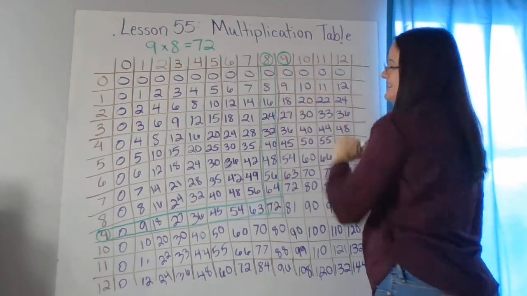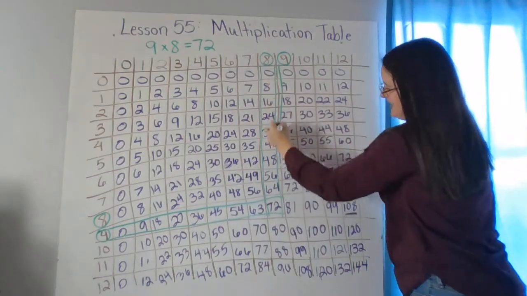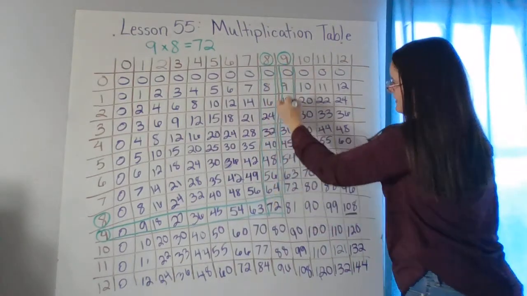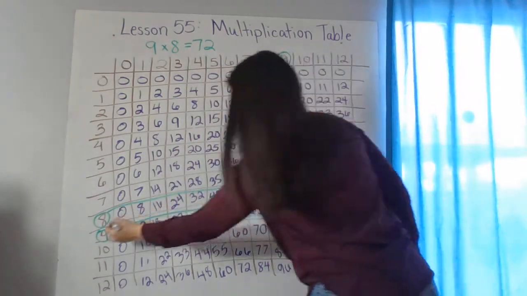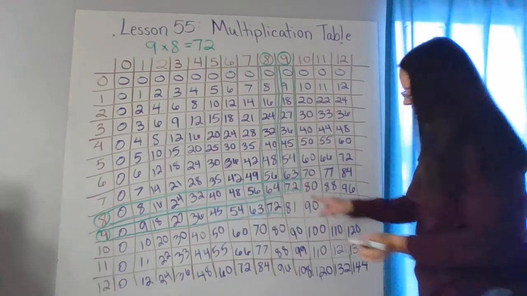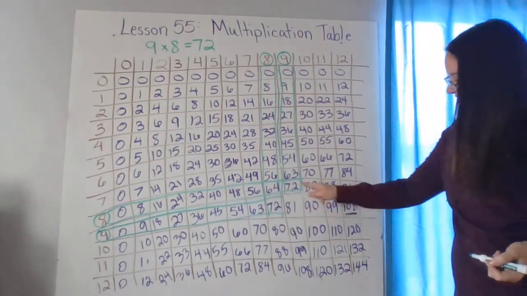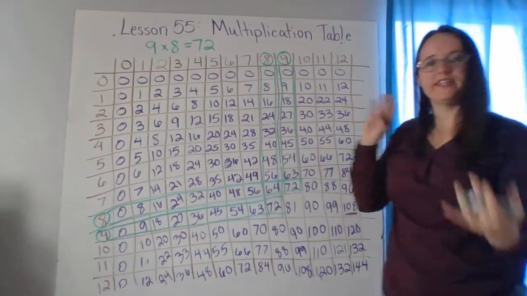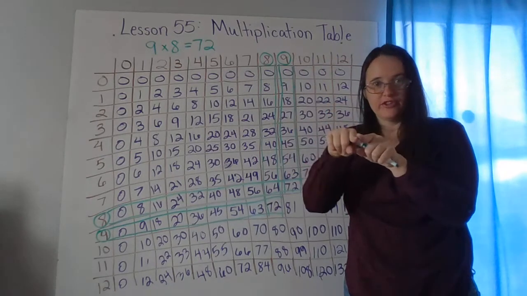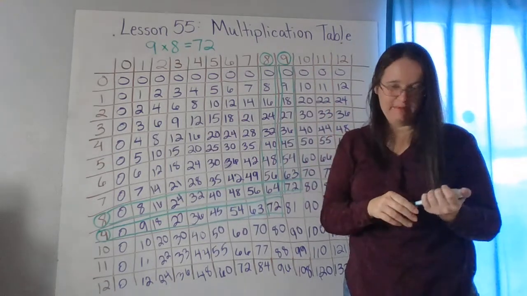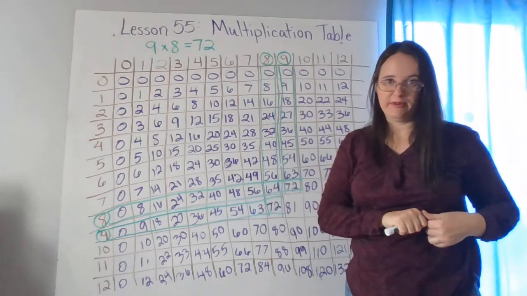I could have found that here as well. I could have gone to this 9 and this 8. And if I go down there, and then I go across here, do you see how I have another 72? Right there it is. Either way, it doesn't matter which way you're looking at the multiplication table, as long as you find where your two numbers intersect, you will be able to find your multiplication answer using a multiplication table.